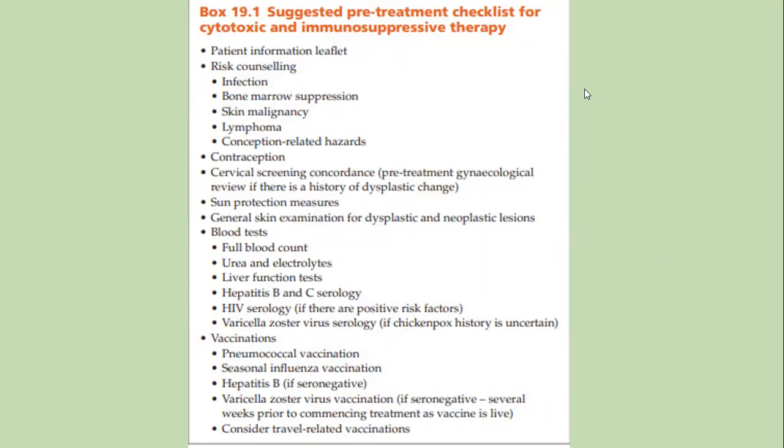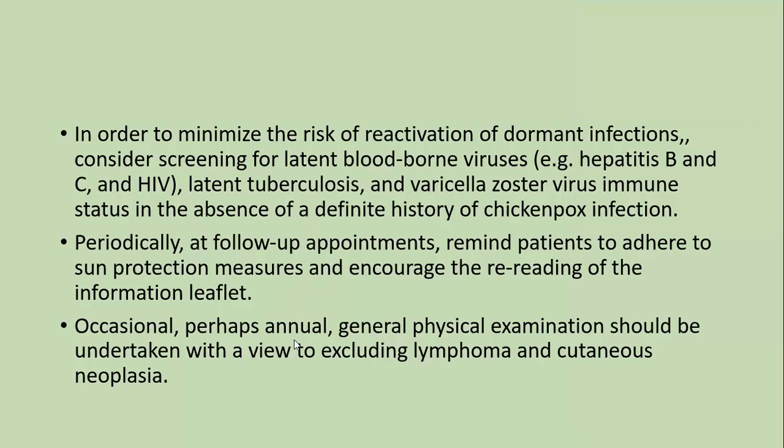So this is the suggested pre-treatment checklist for cytotoxic and immunosuppressive therapies. Patient information leaflet, then risk counseling should be done. I've already explained it. Then general skin examination should be done. I've already explained. Then blood tests should be done, like full blood count, urea, liver function, hepatitis serology, HIV serology, varicella zoster virus serology, and history of vaccination, especially the live attenuated vaccines.